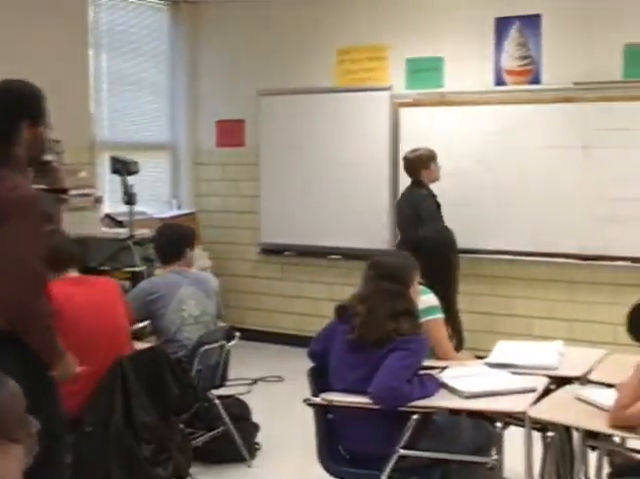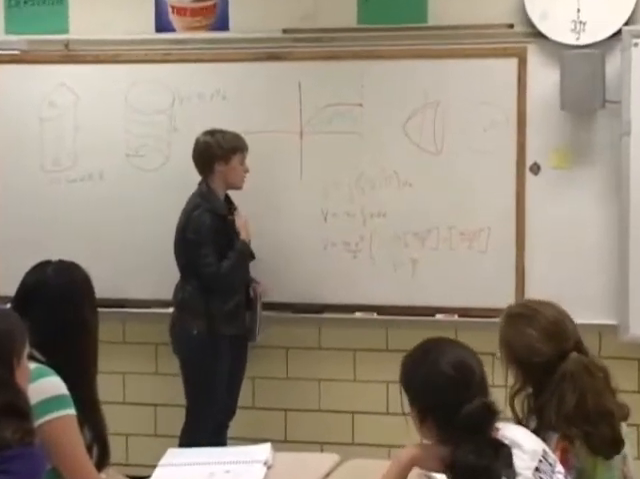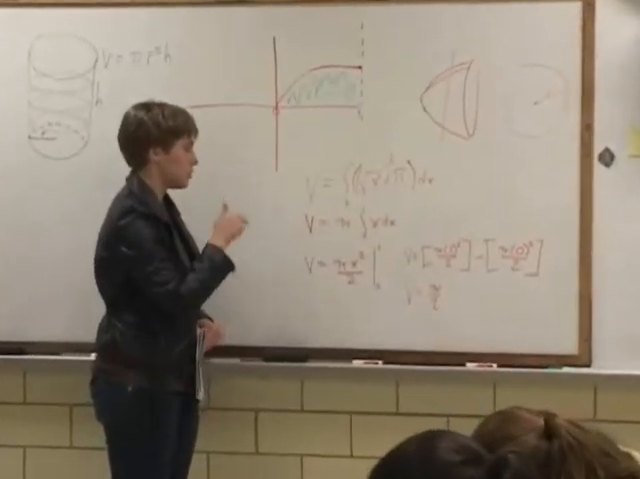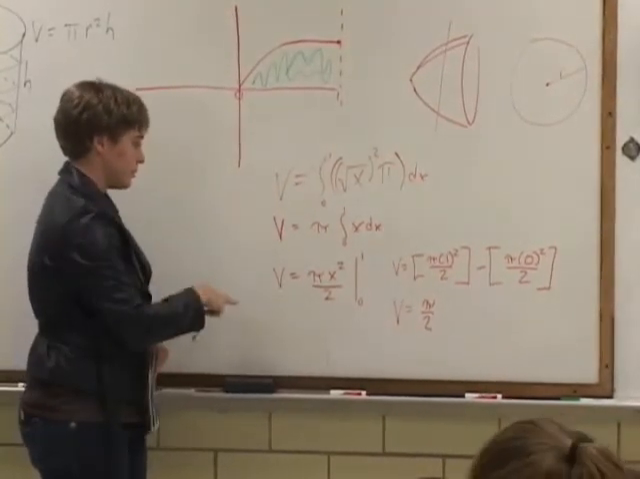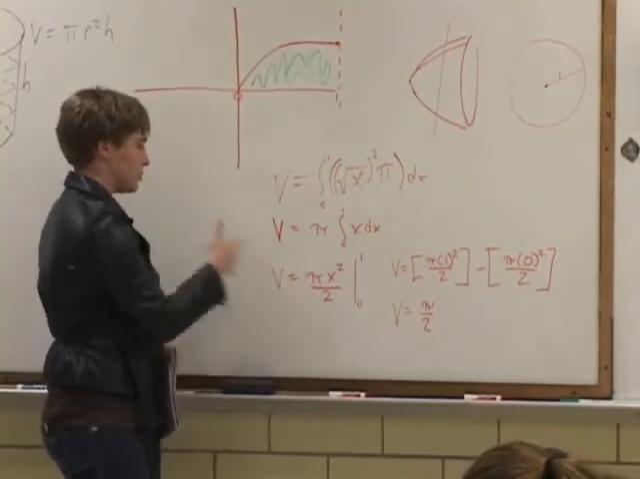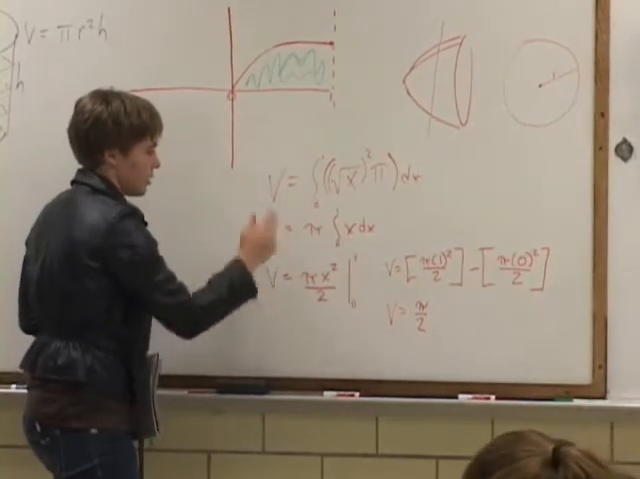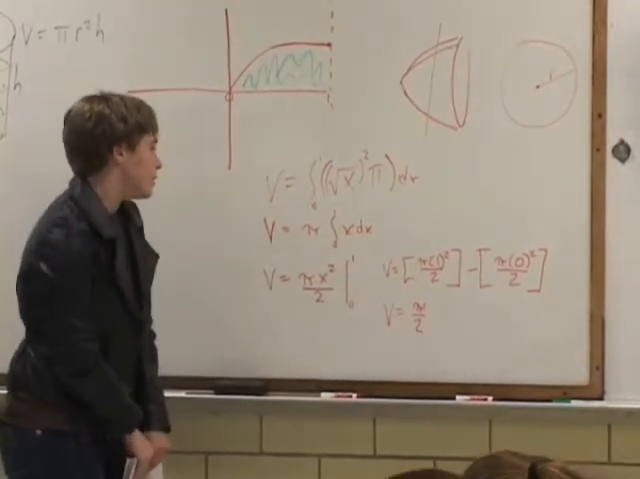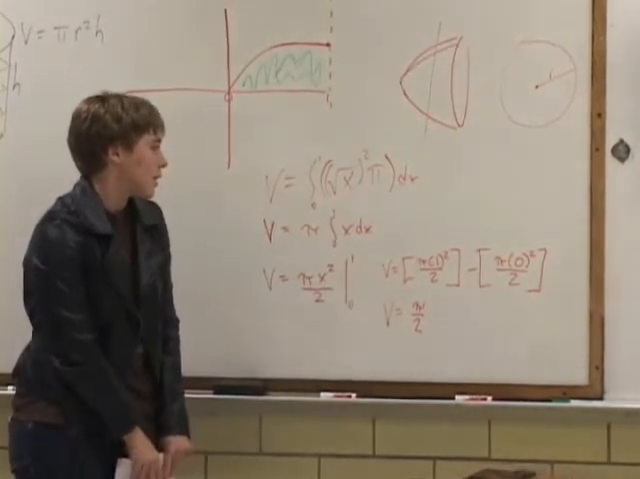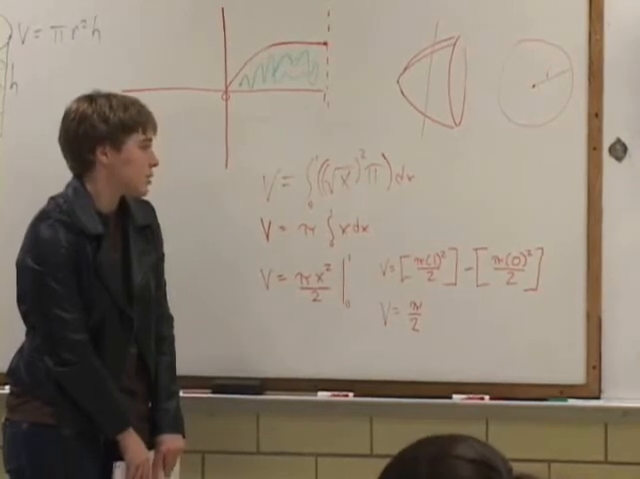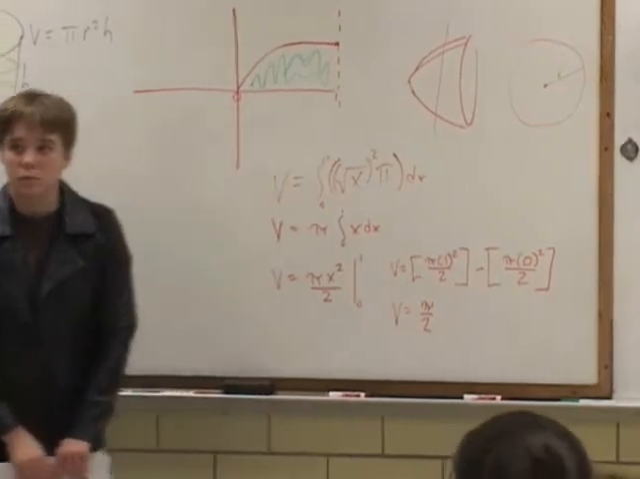Sure. So we can take pi out because it's a constant. So we have pi times the integral of x dx from 0 to 1, because the square root of x squared is x. So we have pi x squared over 2, because it's the integral of x, from 0 to 1. And then we plug in the 1 and the 0, and we get V equals pi times 1 squared over 2 minus pi times 0 squared over 2, which leaves us with pi over 2. Very good. Muy bueno.